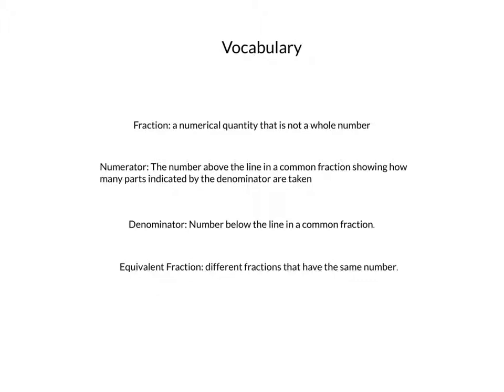Some vocabulary that we will need to know before we can get started are fraction, numerator, denominator, and equivalent fraction. Fraction is a numerical quantity that is not a whole number. The numerator is the number above the line in a common fraction, showing how many parts indicated by the denominator are taken. And the denominator is the number below the line in a common fraction. Equivalent fraction is the different fractions that have the same number.